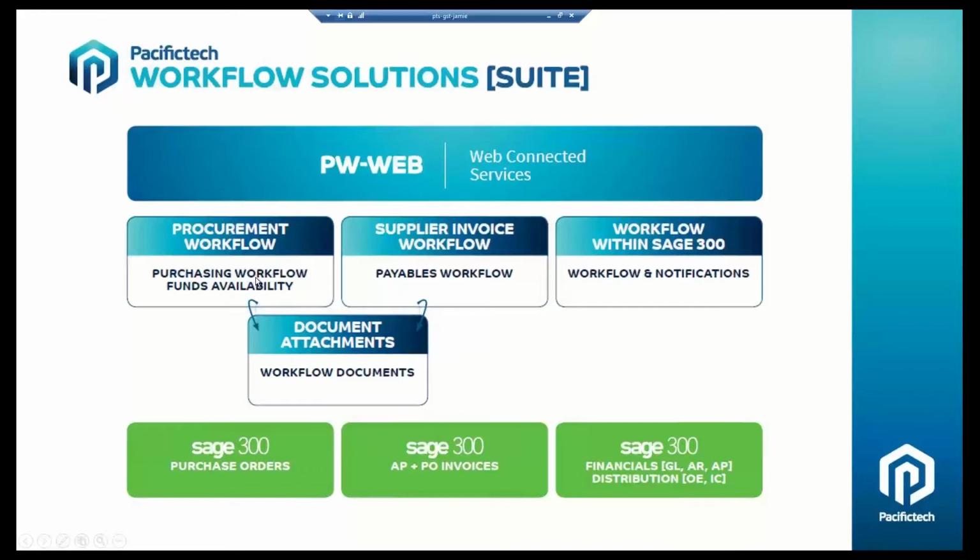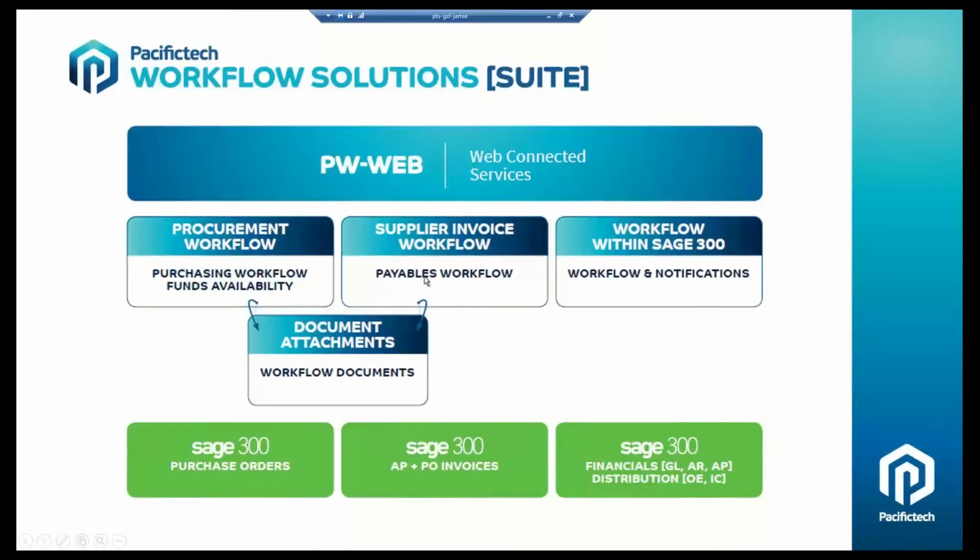We've got purchasing workflow, so that's the whole requisitioning and approvals using delegated authorities, as to how much people can approve, and you can have multiple approval steps. We've got funds availability, so that's the real-time GL budget checking, and it also works with project and job costing from Sage, so you can do budget checking against your projects. With workflow documents, you can attach files to your transactions. So if you've got quotes from your suppliers, those can be attached. So that's the whole purchasing side of the workflows.